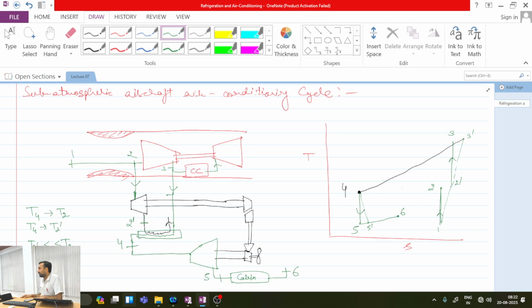However, in this case, which is the sub-atmospheric cycle, the pressure ratio across the turbine is the same as that of the pressure ratio in the case of a simple aircraft air conditioning cycle. The only difference is the inlet temperature of the working fluid to the turbine is significantly small in comparison to the inlet temperature in the case of what? Bootstrap. Simple cycle. So that is how we are able to do the more effective cooling.